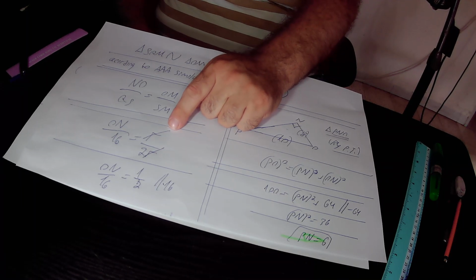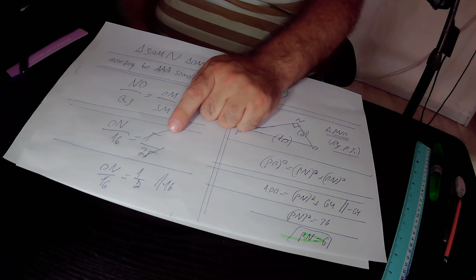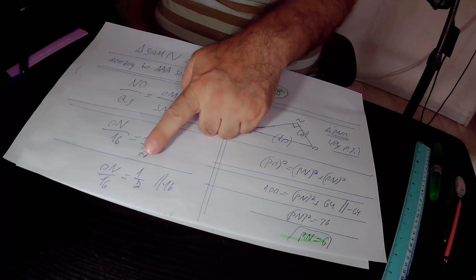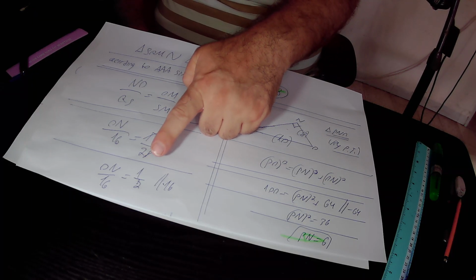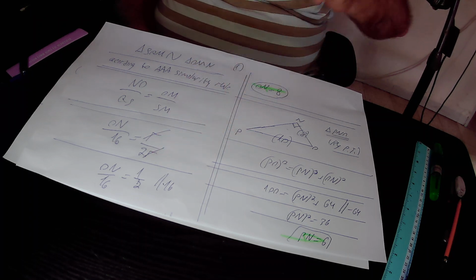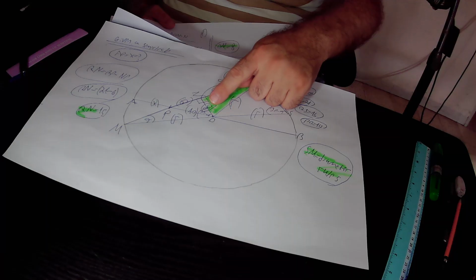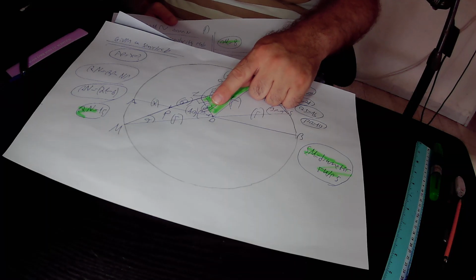We have R in the numerator and R in the denominator, so R will get cancelled. On this side of the equation, we are left only with 1 half equals ON over 16, or ON over 16 equals 1 half. Here we multiply this equation by 16 and find that the missing side ON equals 16 over 2, that is 8. This is the missing side ON that is equal to 8 units in length.